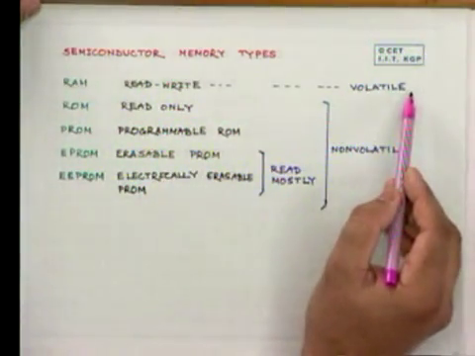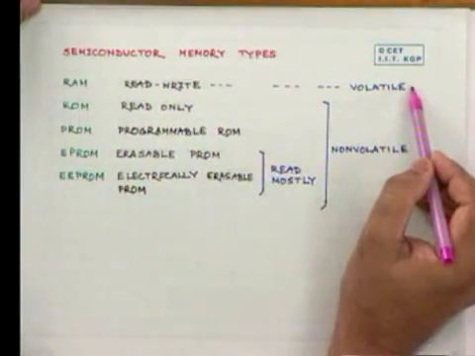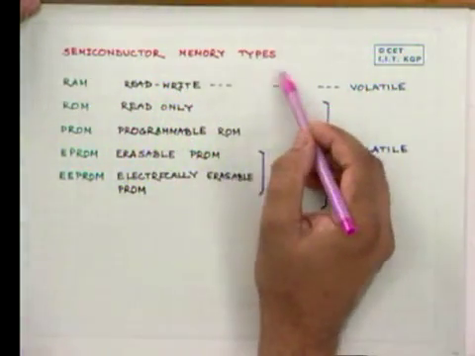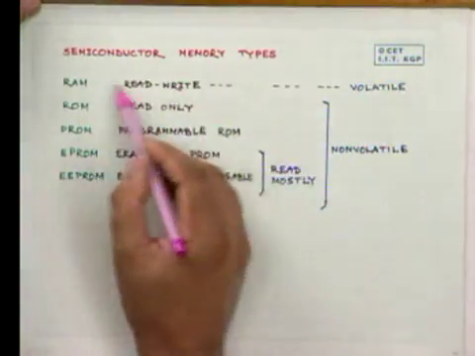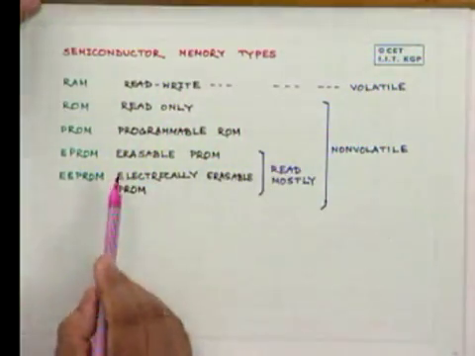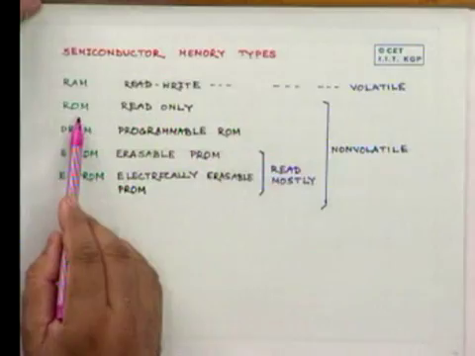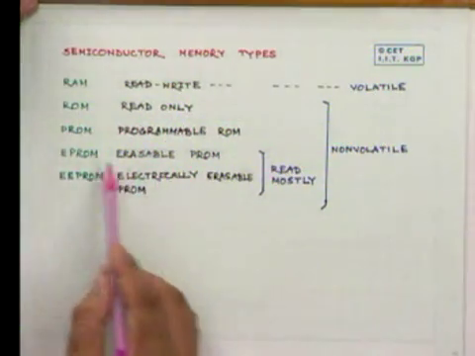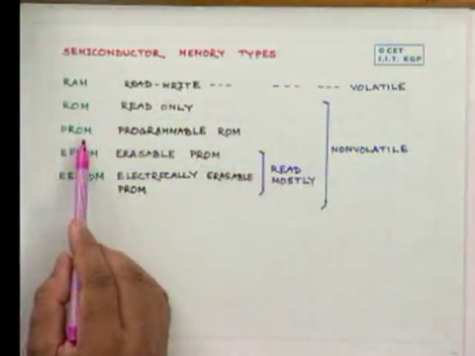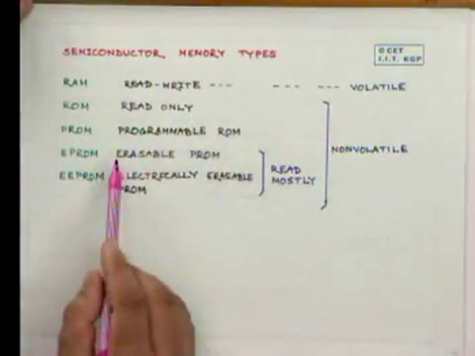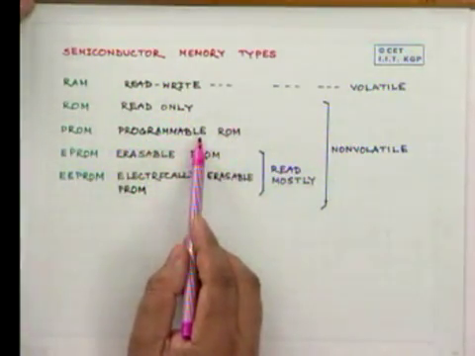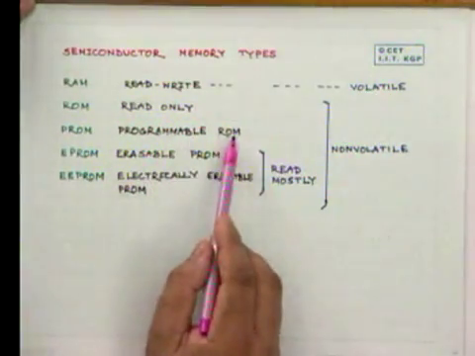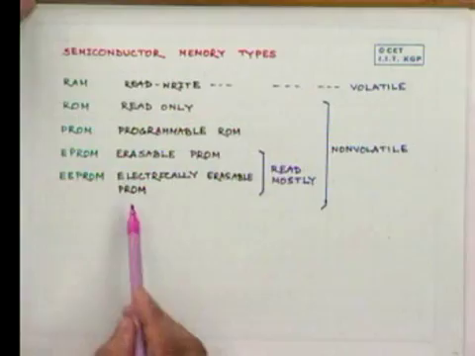This is volatile. Whether it is dynamic or static doesn't matter. When the power goes off, whatever the RAM contains also goes off. Now, there can be ROM, which we call read-only. There can be a programmable ROM, which means we can program this read-only memory once and then use it as a read-only memory.